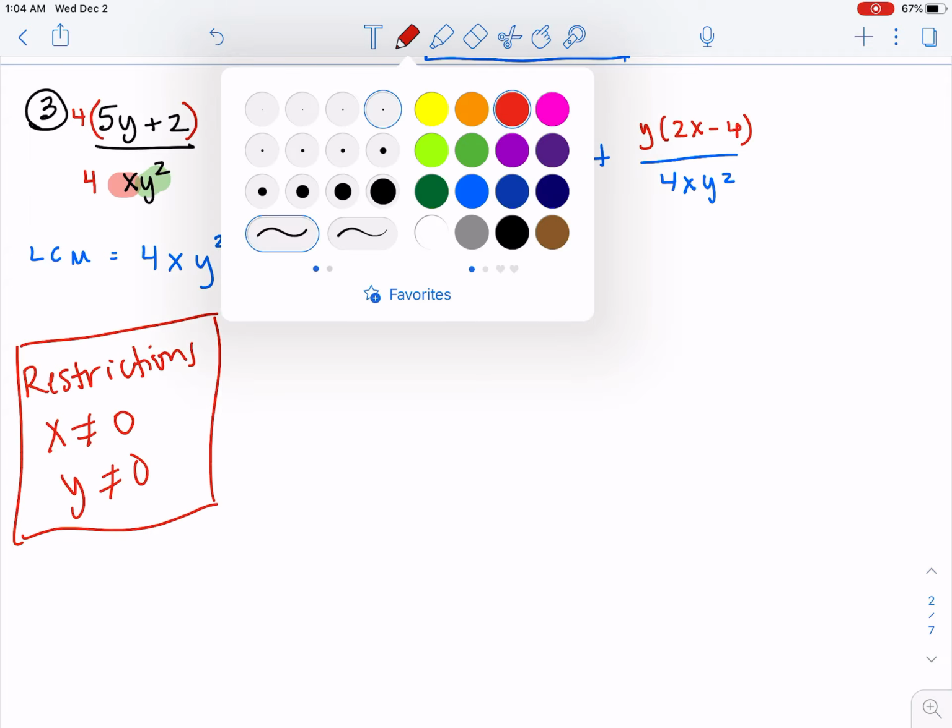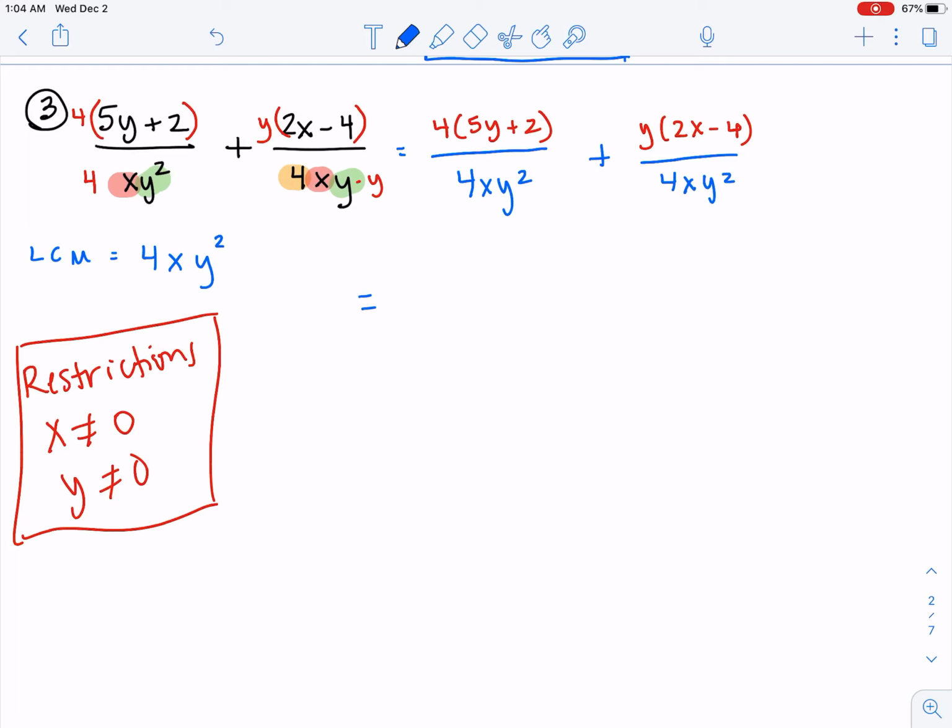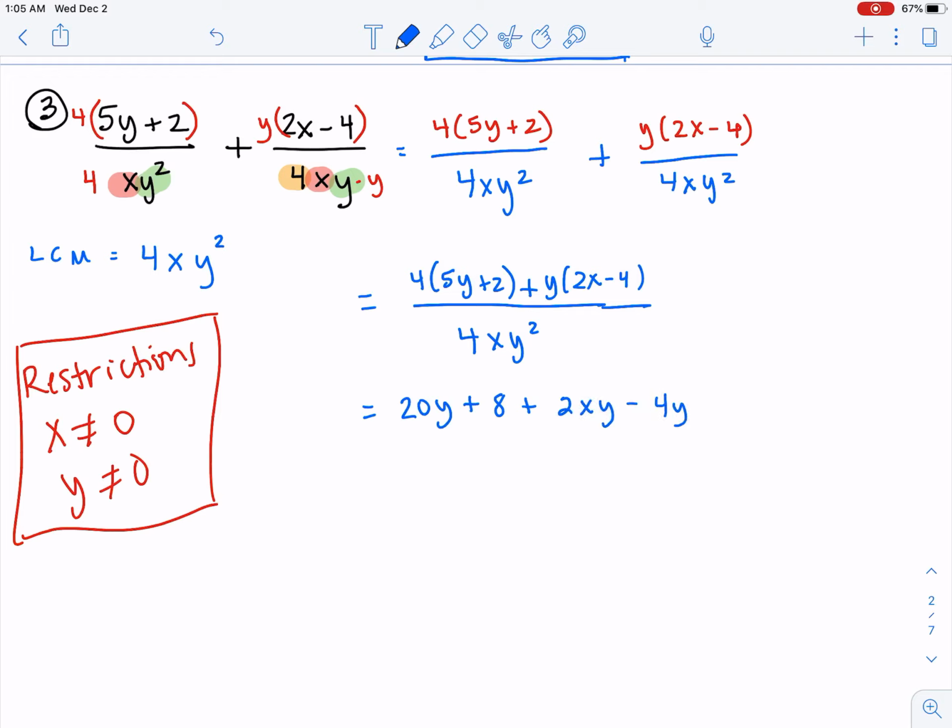So now I'm going to go ahead and solve over here. I have 20y plus, actually, you know what? Let me rewrite this until we get a little bit better at it. Let me rewrite it in steps here. It's all over 4xy squared. So that would be 4 times 5y plus 2 plus y times 2x minus 4. All right, now let's simplify. That's 20y plus 8 plus 2xy minus 4y all over 4xy squared.